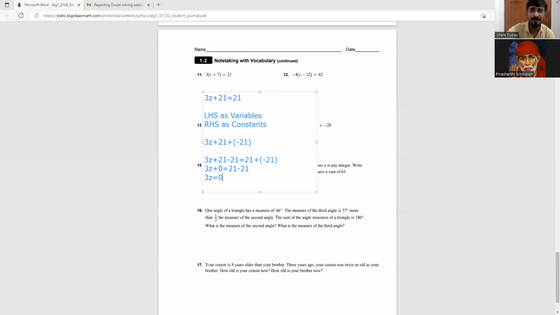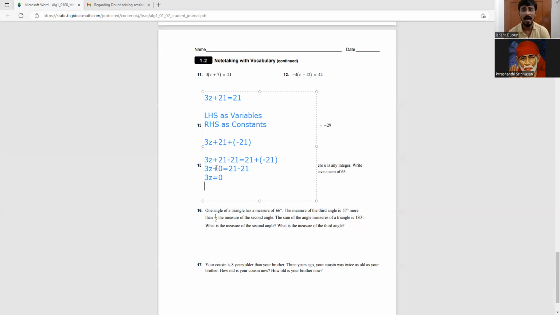Now we have to find the variable here, that is z. You are aware of that, right? What is the variable here? Z. So here we have to find the z value. Again you see we are getting 3z equals 0. The thing is, I want only z. I don't want 3z, right?